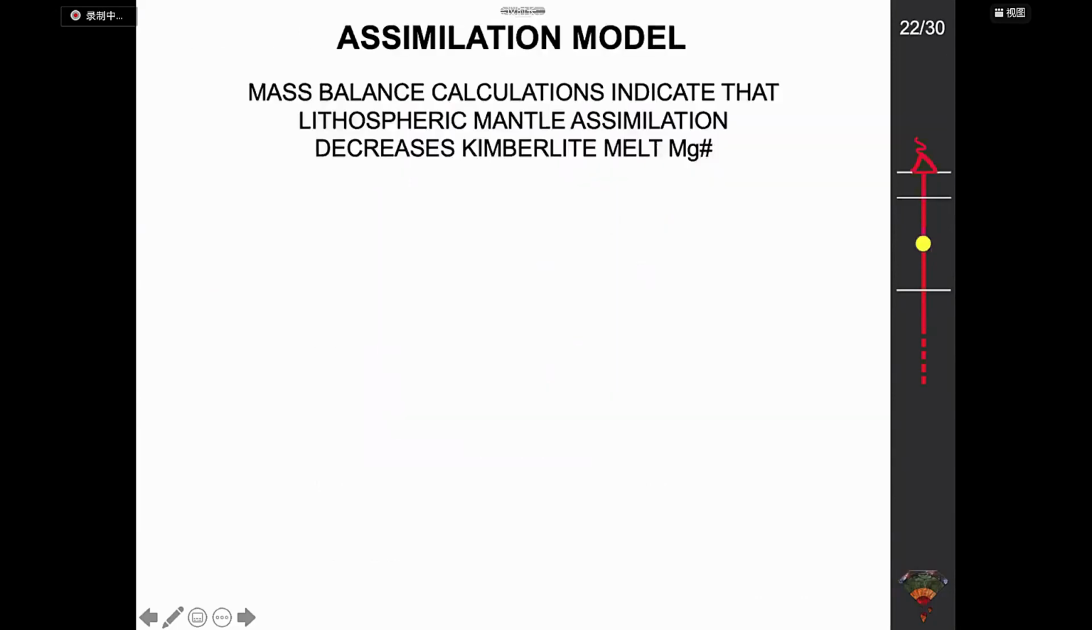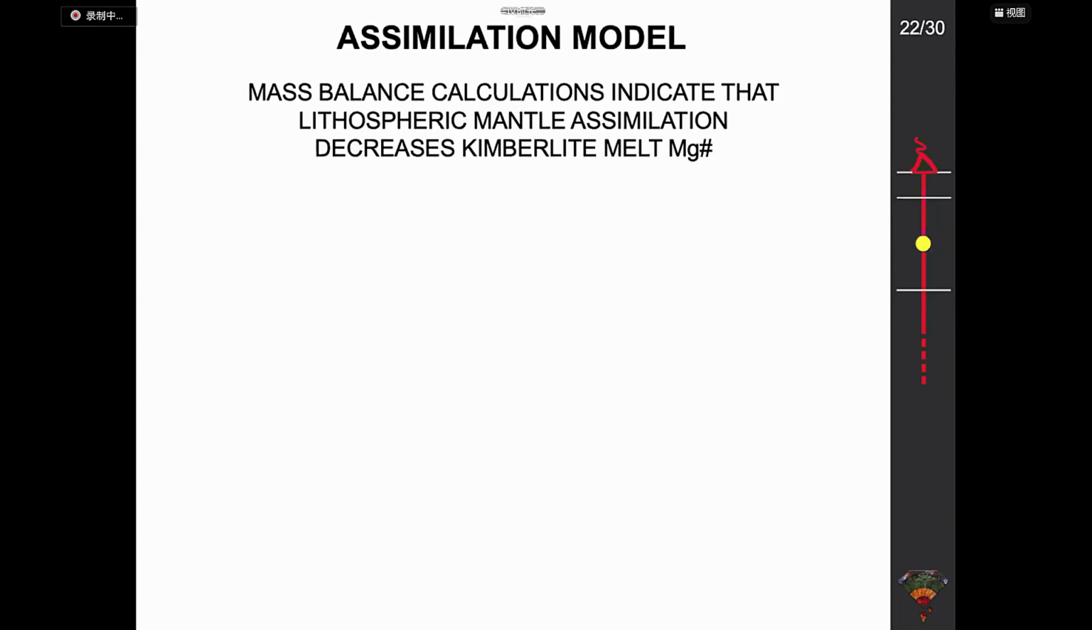The next question is, how does the assimilation model actually work? So I've done a bunch of mass balance calculations to try to pin down a little bit better the details of this process. And the interesting observation here is that if we assume that primary kimberlite melts have a magnesium number of around 84, just by taking values estimated in the literature, then we realize that the kimberlite melt composition at surface generally has a lower magnesium number than the primary melt.